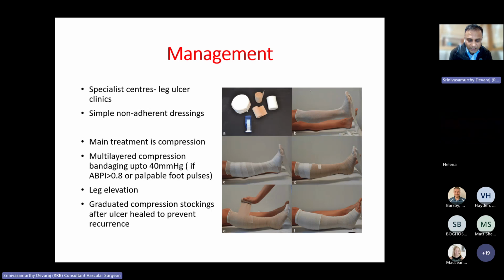So even when they have an active leg ulcer, if patients can tolerate stockings, you can just put dressings on the leg ulcer and stocking on top of it, and it's equivalent in terms of healing to a compression bandage.